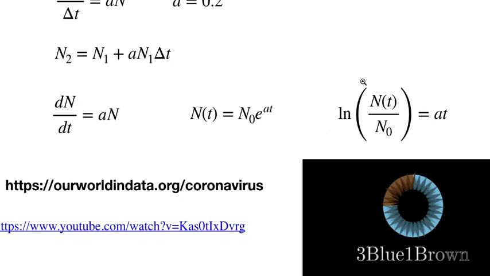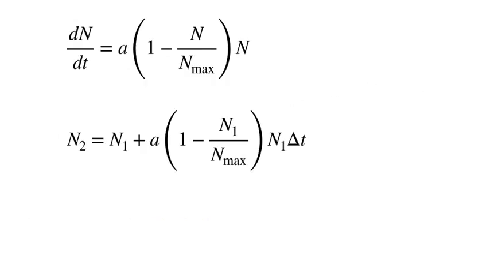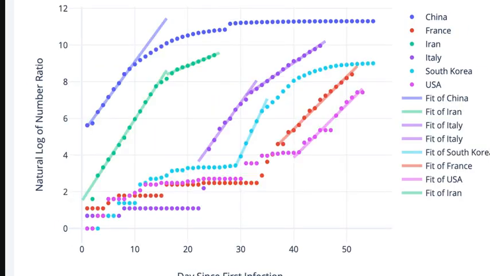So now if I plot the natural log of the number of people divided by the number at the start versus t, it should be a straight line. This versus t should be linear, and the slope of that should be a. And that's exactly what I did here. So this is the log of the number ratio versus time.